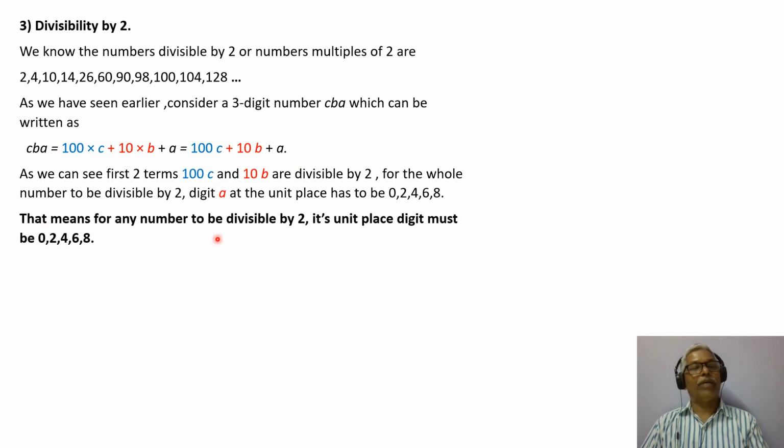That means for any number to be divisible by 2, its unit place digit must be 0, 2, 4, 6, 8. Okay, so this is the argument for this and it is found to be true. Okay, so we move ahead.